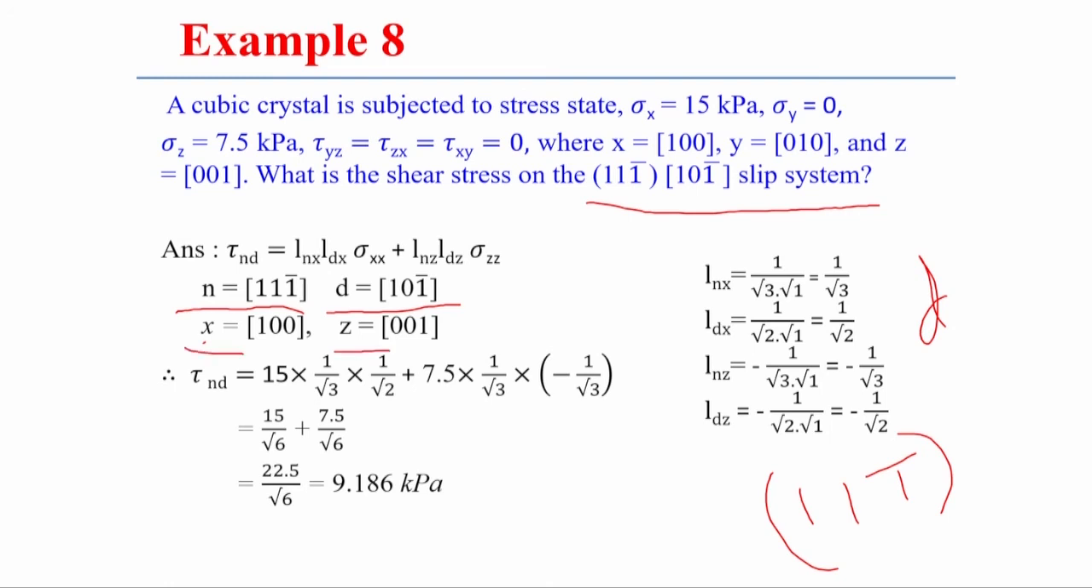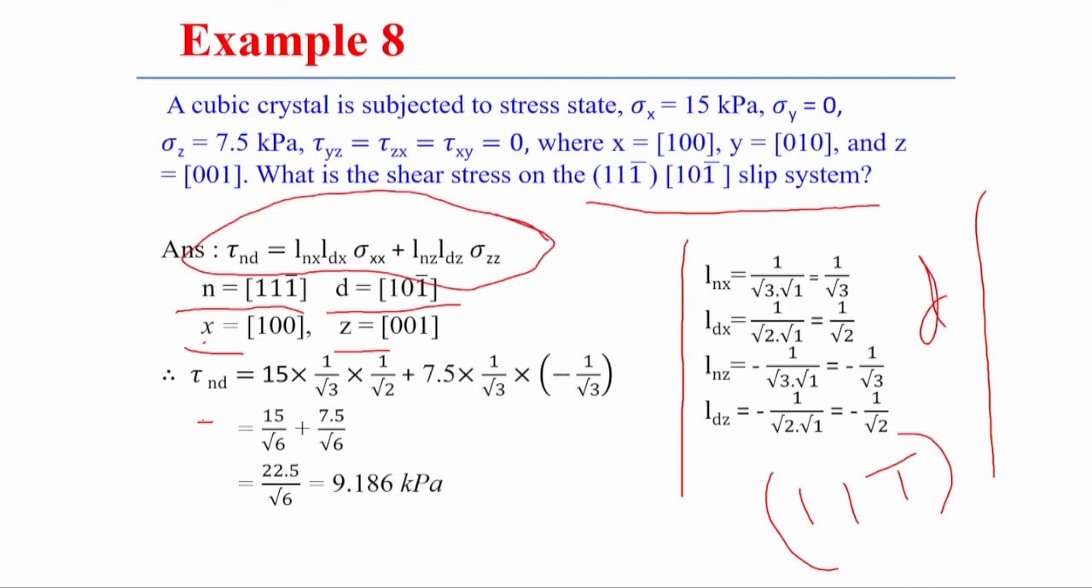Now we need to estimate. Here we can find the direction cosines: L n x between the two axes n and x, L d x between d and x axis, L n z between n and z axis, L d z between d and z axis. So we can find all the direction cosines here. Now shear stress tau n d can be represented like that: L n x, L d x, sigma x, plus L n z, L d z, sigma z.